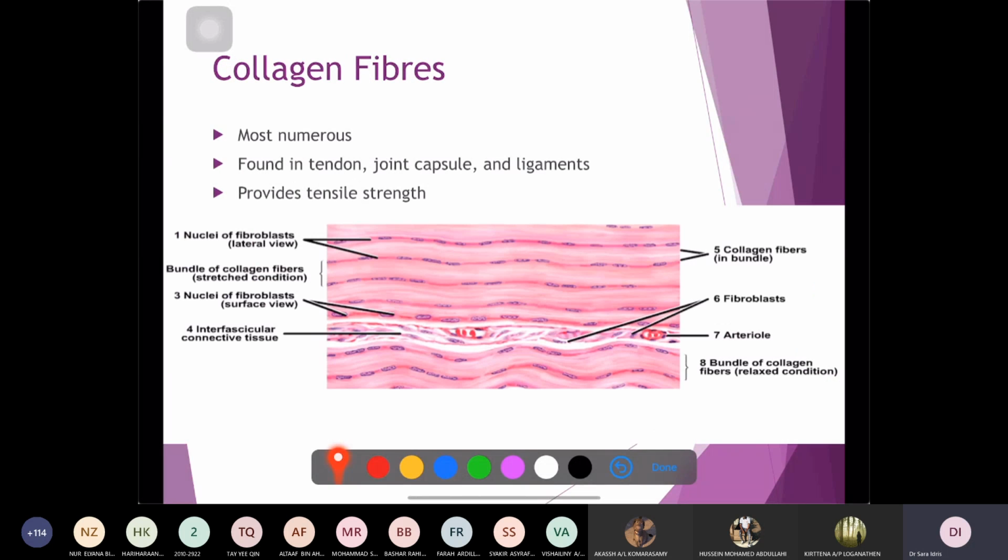Collagen is the most numerous kind of fiber in your body, and you can find it a lot in tendons, joint capsules, and ligaments, where it provides a lot of tensile strength. Collagen fibers are quite strong, and that is their characteristic: they provide strength to the connective tissue. If you look at this connective tissue, you can see these are all the collagen fibers, long, slender collagen fibers.